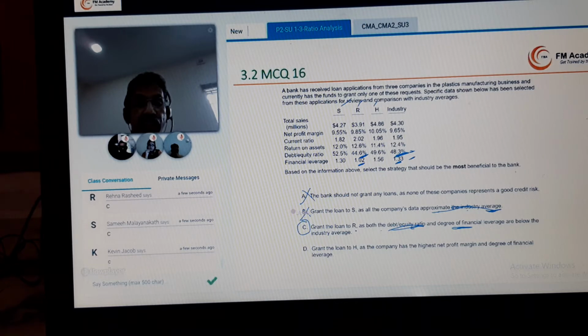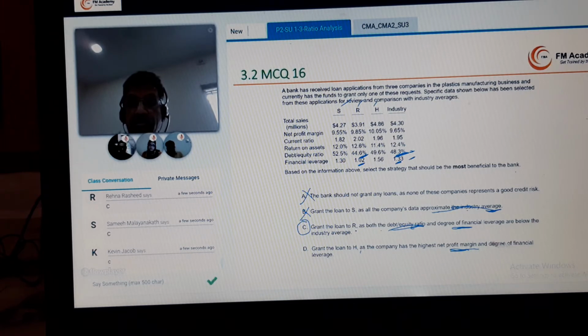Times interest earned. Is it given? No, it is not given. So based on the given information, you are very comfortable giving a loan to R. Then, grant loan to H, as the company has the highest net profit margin. That's a good thing. If the company is having good profitability, it's a good company to give a loan.